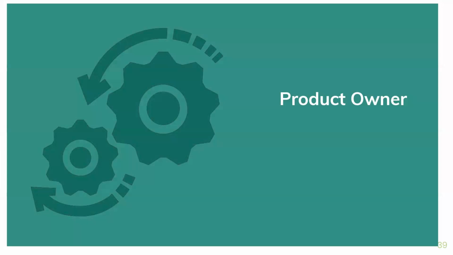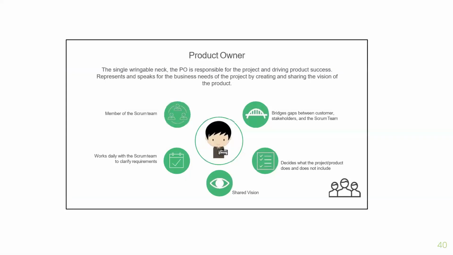And then the product owner. So who is the product owner? The single wringable neck. What that means is the product owner is in charge of that product. So, for example, let's say we work in a tech firm, right? That has customer-facing products, right?